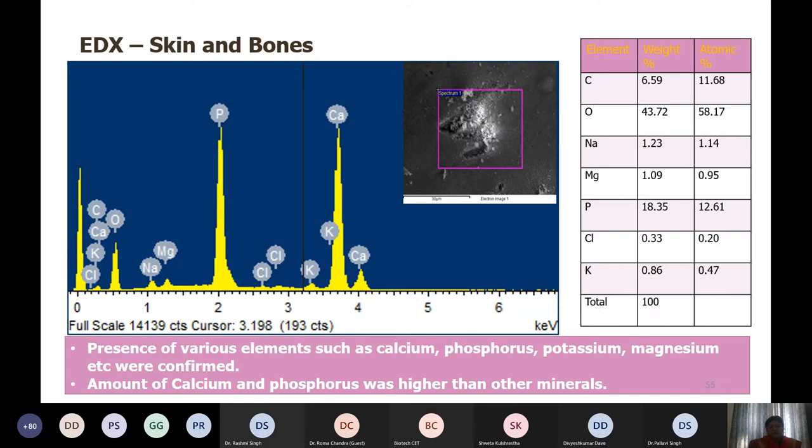And this is the mineral analysis. We wanted to see whether it contains any toxic heavy metals or not, so that we can use it for food purposes.